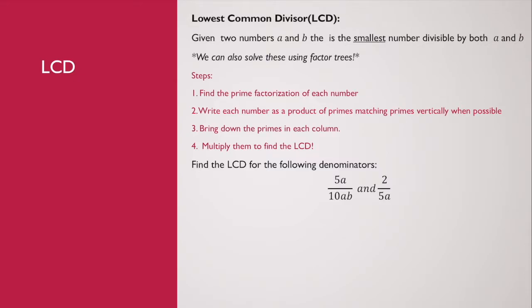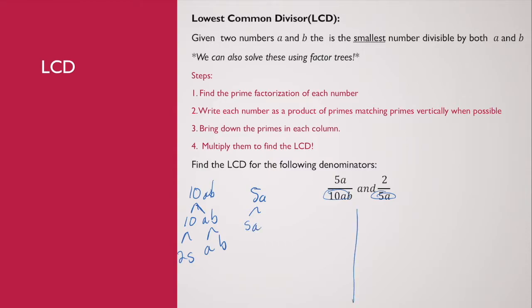Ahead and find another LCD. So I want to find the LCD for the following denominators. I've got 10AB and 5A. Well, 10AB is made up of a 10 and an AB. Remember, AB just stands for real numbers. Got A and B. 10 is 2 and 5. I've got 5A. Well, that just factors into a 5 and an A.